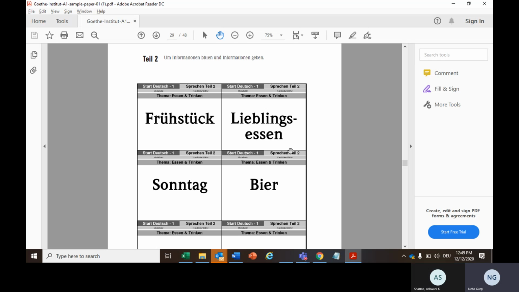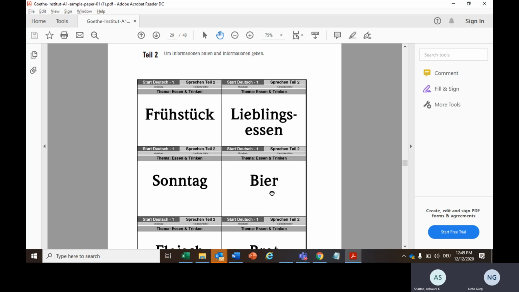Then Lieblingsessen. It means I can make some simple sentence also. It doesn't matter. You should actually make simple sentences to avoid making mistakes, because when you are speaking you don't realize what all grammatical mistakes you are making. So it's better to keep the sentence simple and straight. Okay.